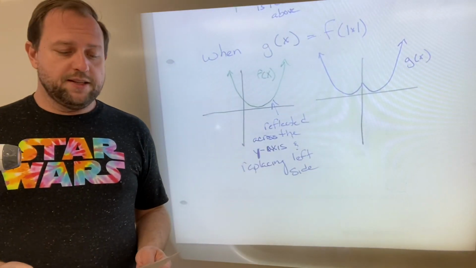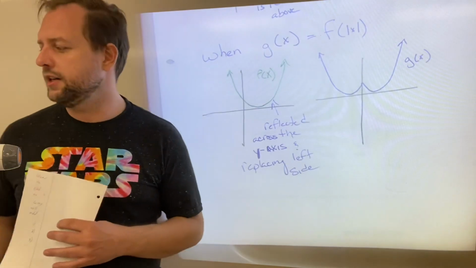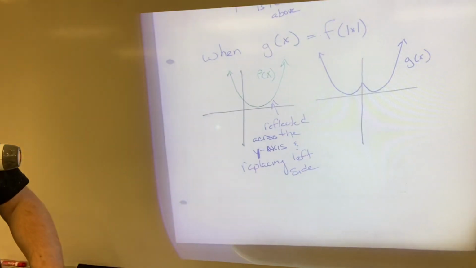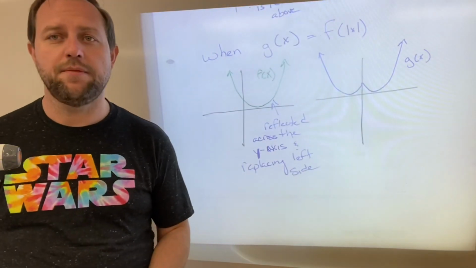That's the last piece of section 1.5 on vertical and horizontal dilations and some absolute value transformations. Okay? I'll see you next time.